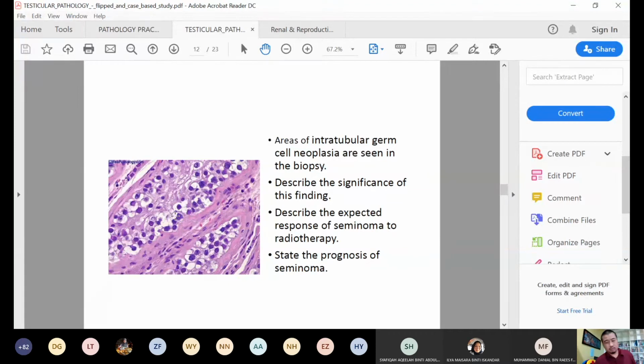So what's the expected response of seminoma to radiotherapy? They respond very well. Seminoma has been treated with radiotherapy since the 1930s. So there's very good documentation of seminoma response to radiotherapy for almost 100 years already. So the prognosis of seminoma? Good. Excellent. They say that this is one of the tumors, if it has not metastasized, that has the best cure rate, as long as it has not metastasized.